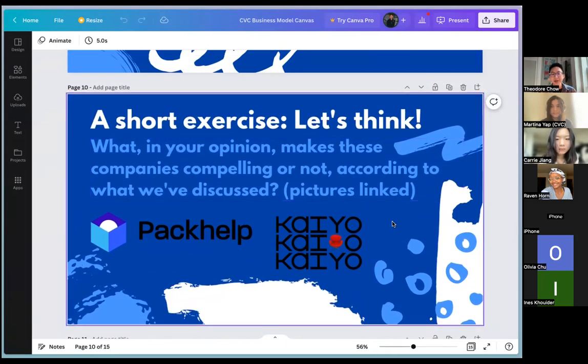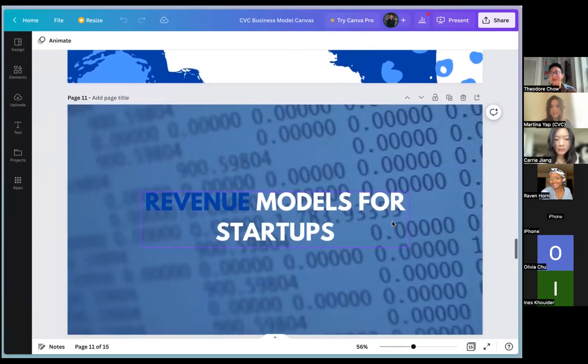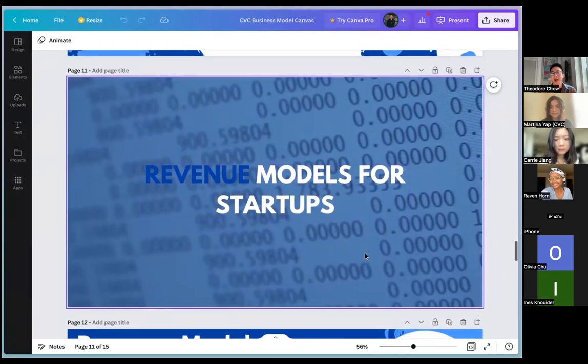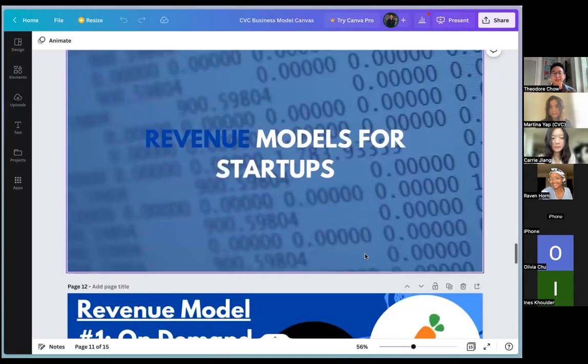Okay, so we're not going to do this, but we can come back to it if we have time. So I want to talk a little bit more about the revenue models for different startups, and the pros and cons of each of these, and if you're thinking about starting a startup, what things you should consider in developing these.